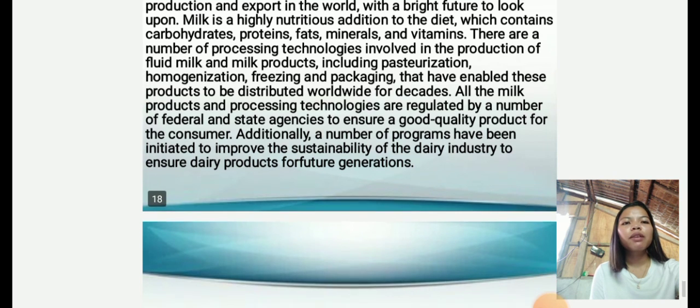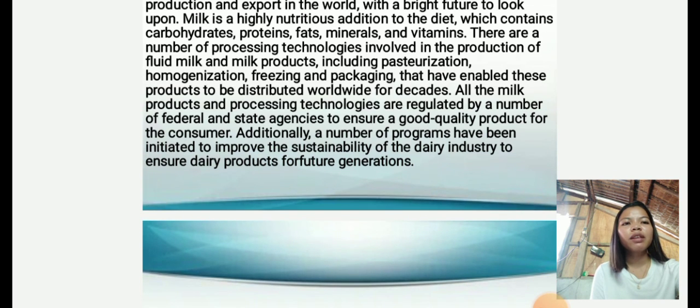All the milk products and processing technologies are regulated by a number of federal and state agencies to ensure a good quality product for the consumer. Additionally, a number of programs have been initiated to improve the sustainability of the dairy industry to ensure dairy products for future generations.